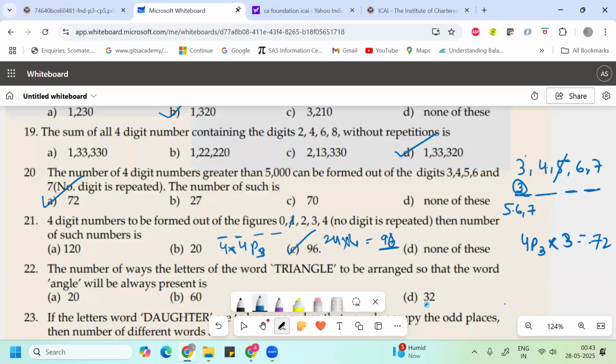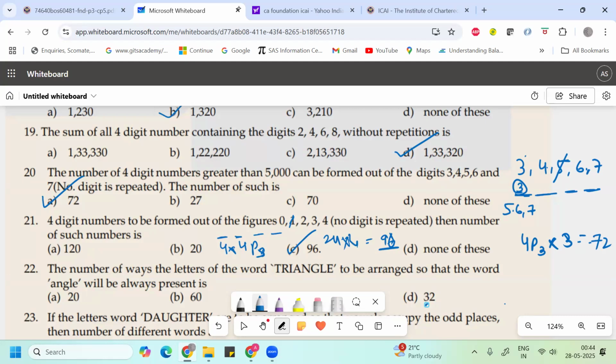Clear? Because you want to make a four-digit number. How many digits are given to us? Total five digits are given to us. And out of these five digits, 0 cannot come in the thousand place. So in the thousand place, any digit can come, either 1 or 2 or 3 or 4, that does not matter. So in the thousand place you can put any number, and that can be done in four ways.